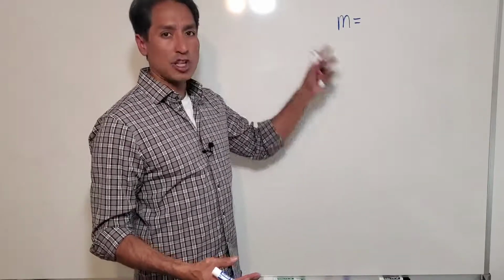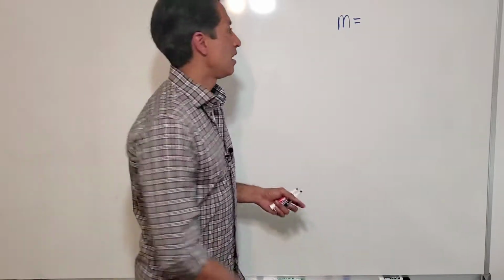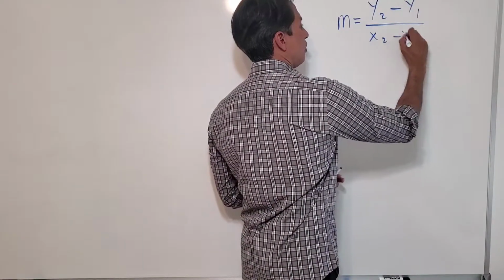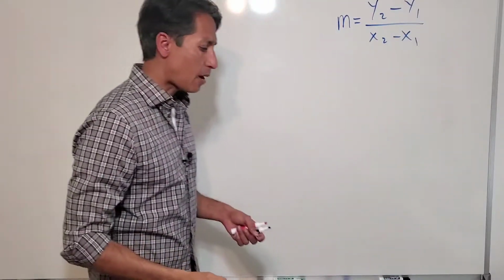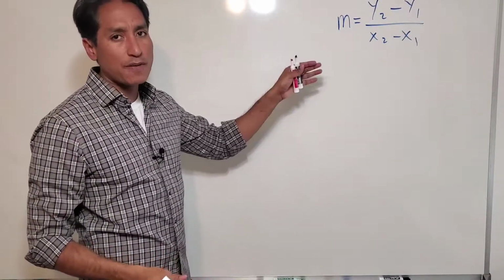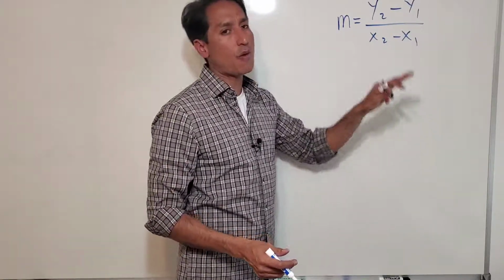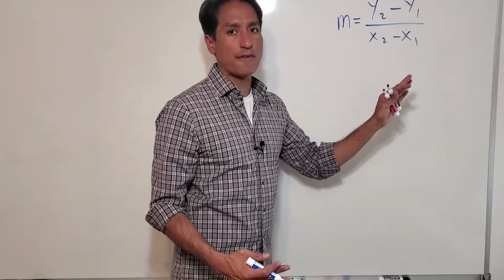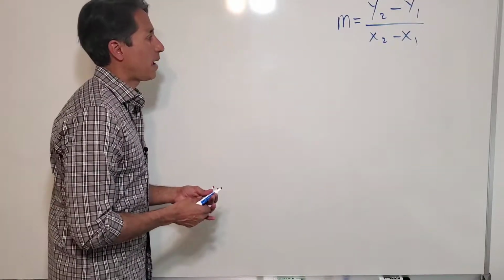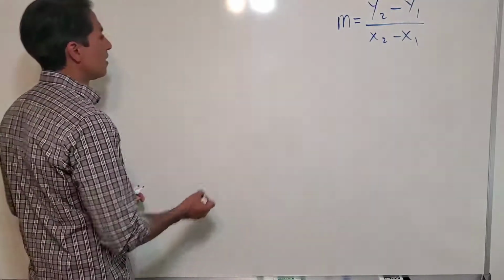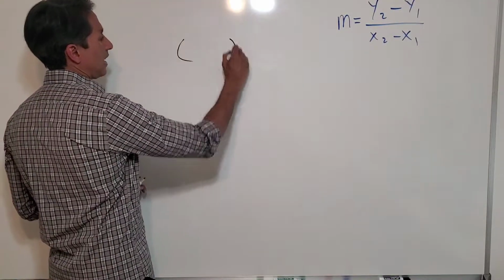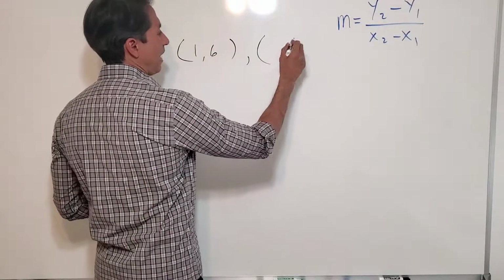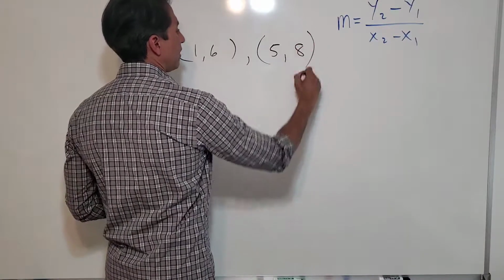The formula for the slope of a line when you're given 2 points is m equals y sub 2 minus y sub 1 over x sub 2 minus x sub 1. Now again, if you're not sure how to use this, I do have other videos on how to come up with the formula and why we're using it, but this is our chapter review, so I'm just going to tell you this is the formula. Let's get some ordered pairs and work through this. Let's say I get the ordered pairs 1, 6 and 5, 8, okay?